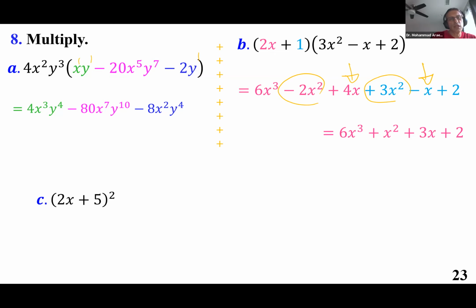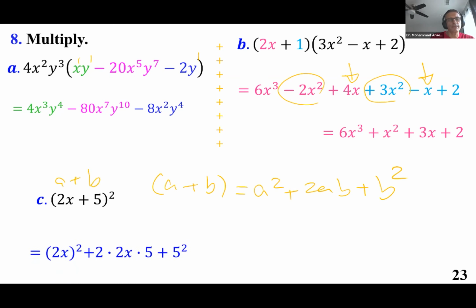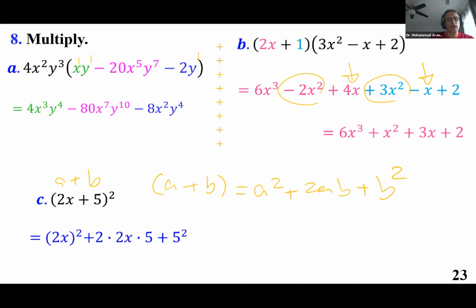This one we use a plus b quantity squared, which is a squared plus 2ab plus b squared, where a is 2x and b is 5. So the first one becomes 4x squared. This becomes 20x, and finally 25.